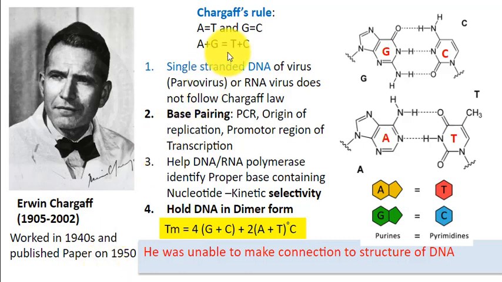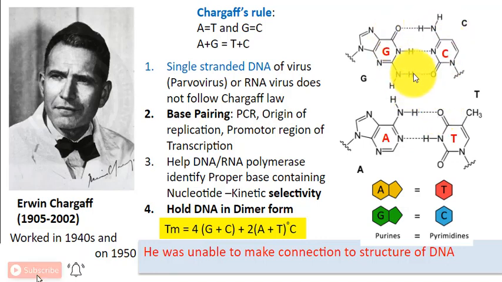Though Chargaff gave this principle that adenine is equal to thymine, guanine is equal to cytosine, and adenine plus guanine, that is purines, is equal to pyrimidines, he did not make a link between adenine and thymine. He could not link it with the structure of DNA, to show how these two bases form hydrogen bonds. Watson and Crick tried to find out the link, and they gave us the hydrogen bond.